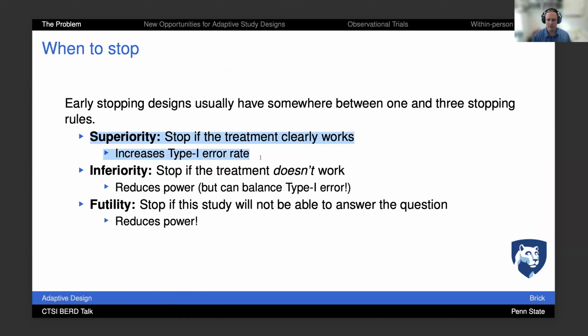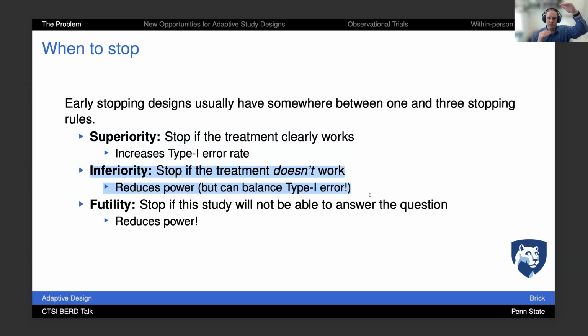This generally, if you're not correcting, will increase your type 1 error rate. And most of your corrections here are trying to reduce your type 1 error rate back to where it was. The second one is an inferiority rule, which is exactly the opposite. If it's clear that your treatment does not work, then we stop because it's just not worth looking at. And this, generally speaking, will reduce your power.